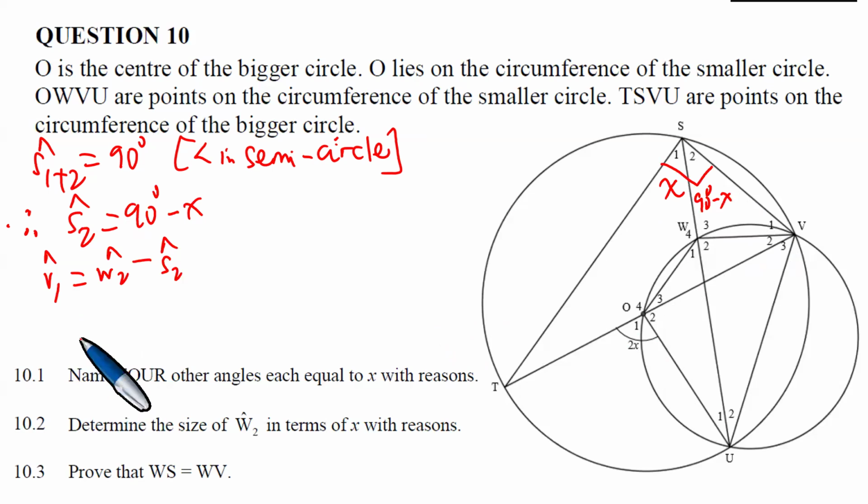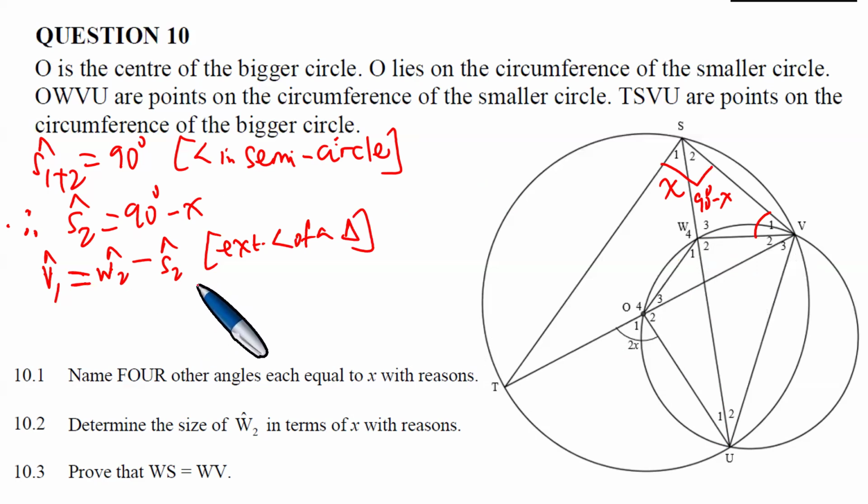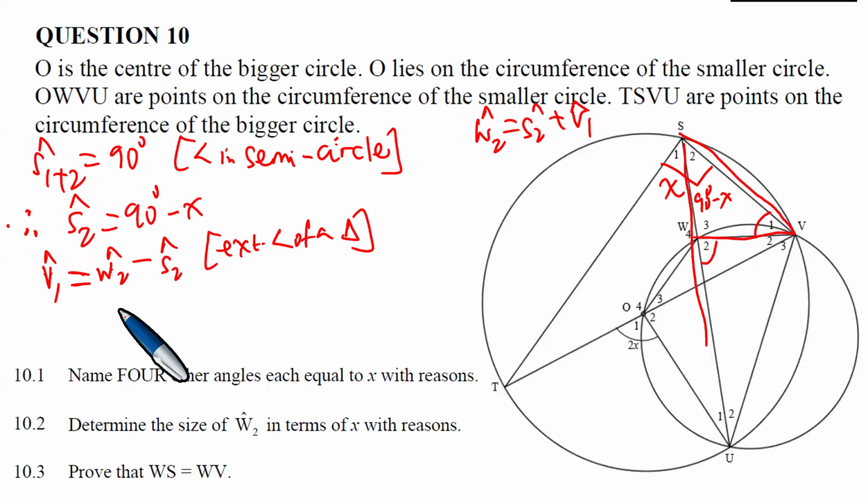The angle V1 is equal to W2 minus S2, which means exterior angle of a triangle. The angle V1 is exactly equal to W2 minus S2. From grade 10, angle W2 is equal to the angle S2 plus the angle V1, exterior angle of a triangle.